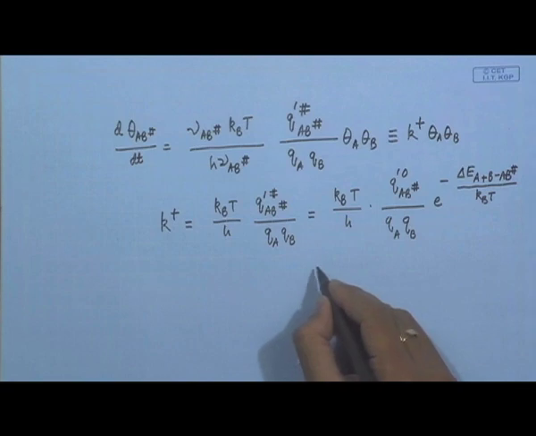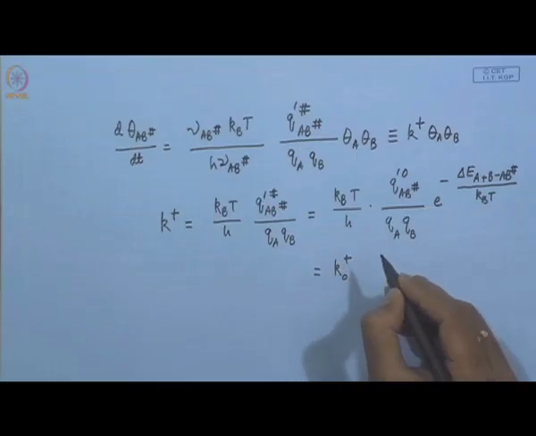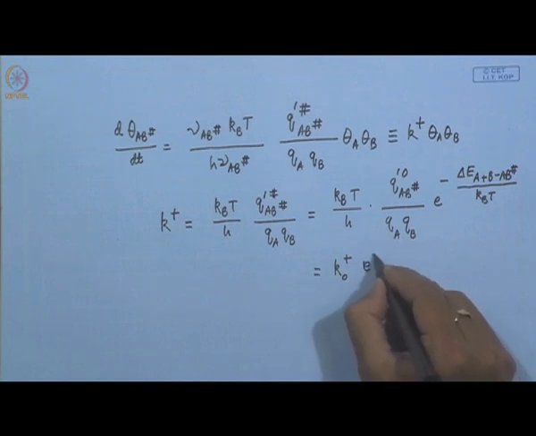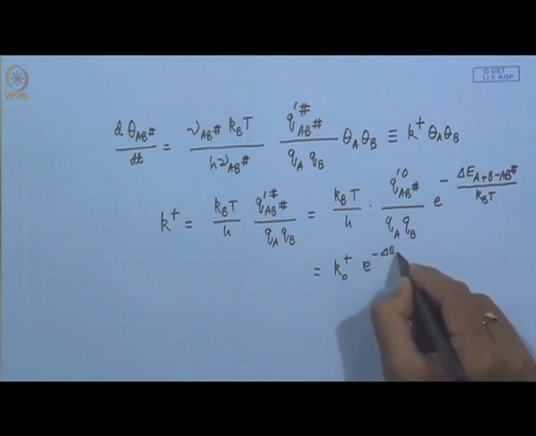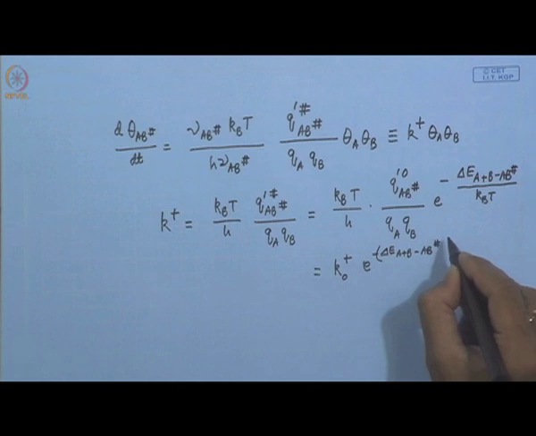So, basically it is now equal to K, you refer this K0 plus, e to the power minus delta E A plus B minus AB double dagger divided by KBT.